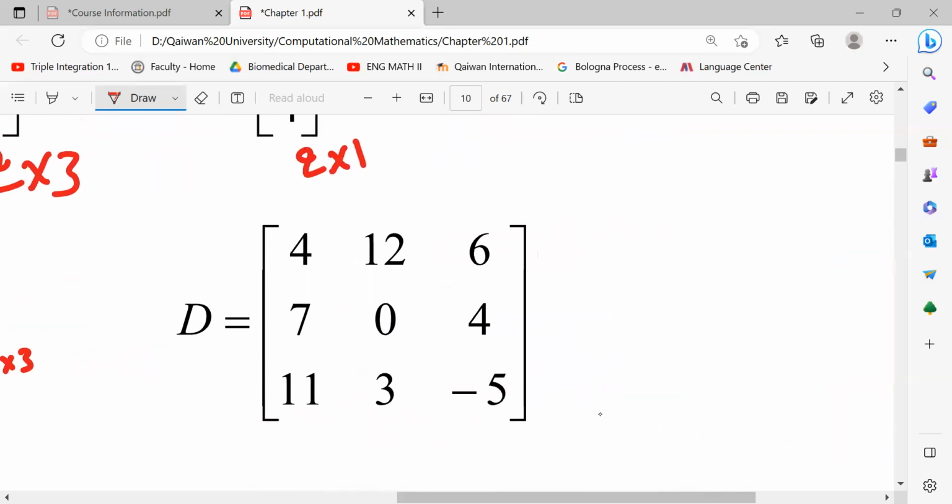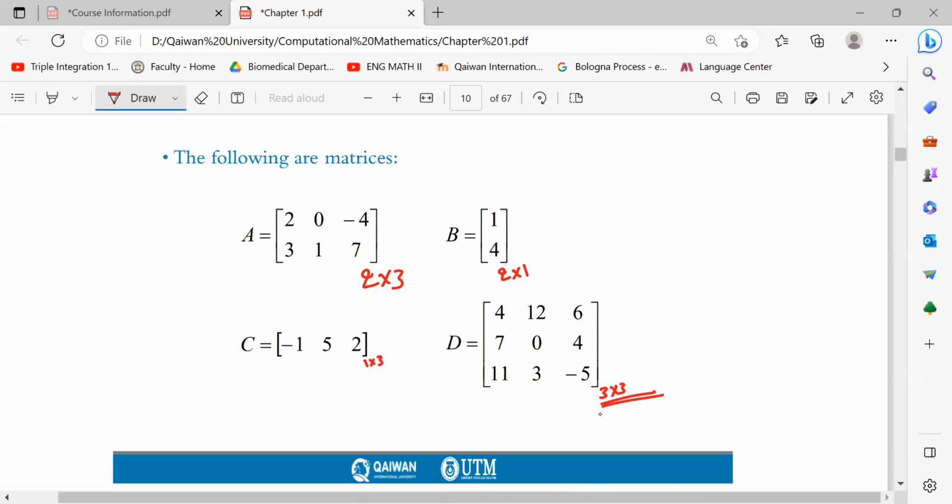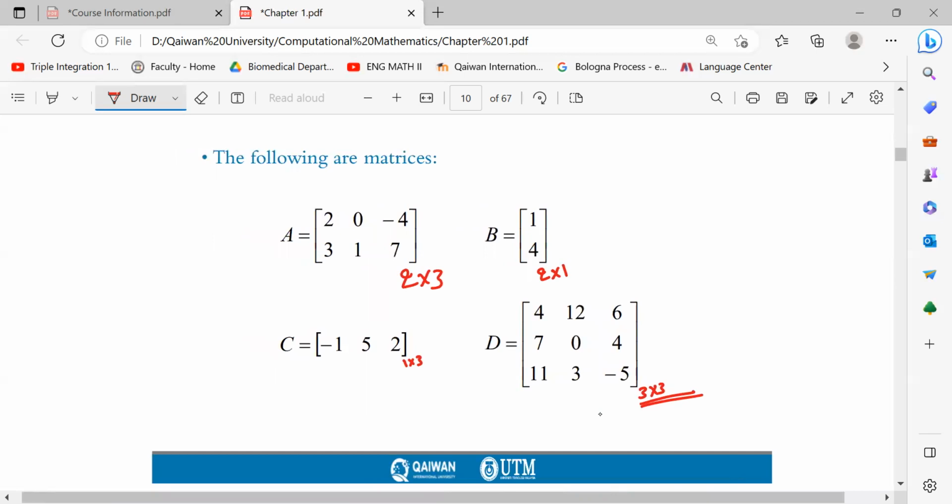And how about this one? It is 3 by 3. If the number of rows equals the number of columns, we say that matrix is square. It's a square matrix. Here, G is a square matrix, but the others are not.